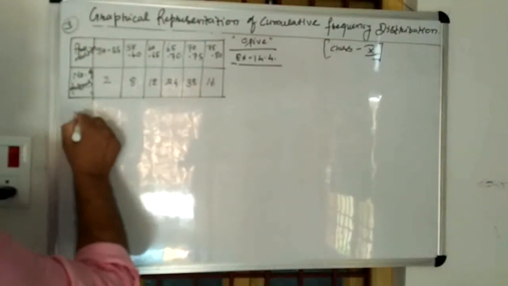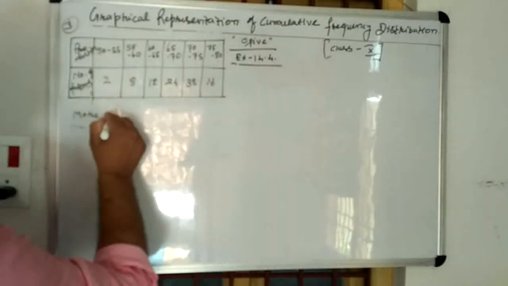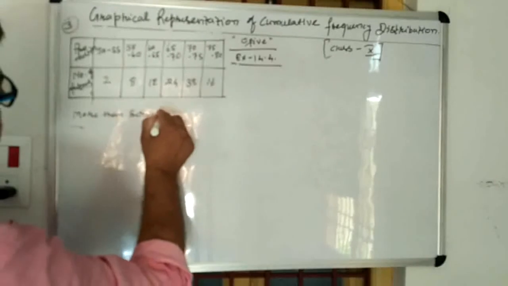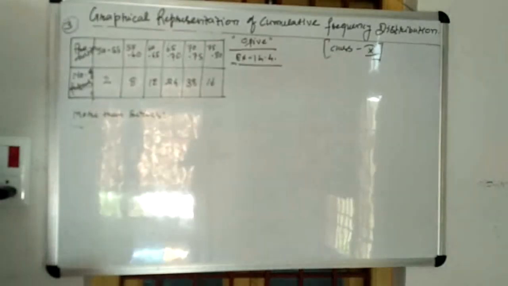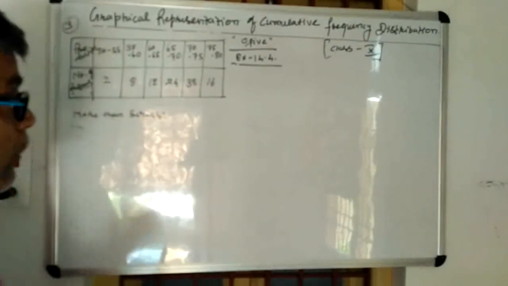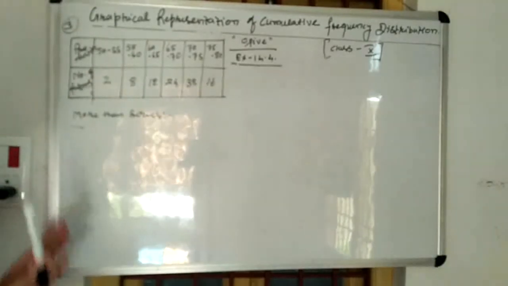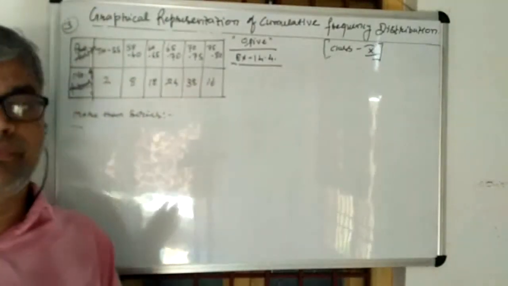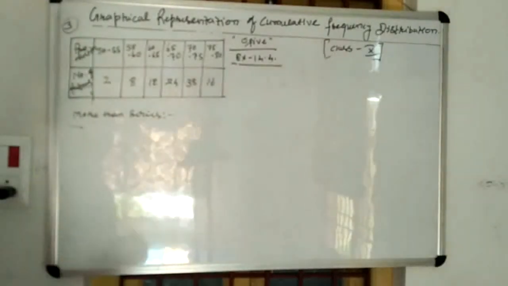So first you write the more than series. Previously we created the less than series, but now it is the more than type ogive that you need to draw. So first we complete the more than series.